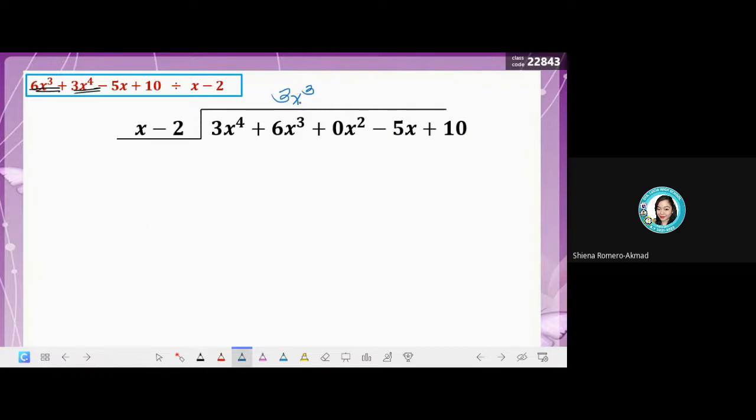I'm just being naughty. It is really aligned with the x cubed. So, 3x cubed times x is 3x raised to 4. Then times negative 2, we have negative 6x cubed. So, we will subtract, change the sign, proceed to addition. So, this will be 0. And this becomes positive, or let's put 12.